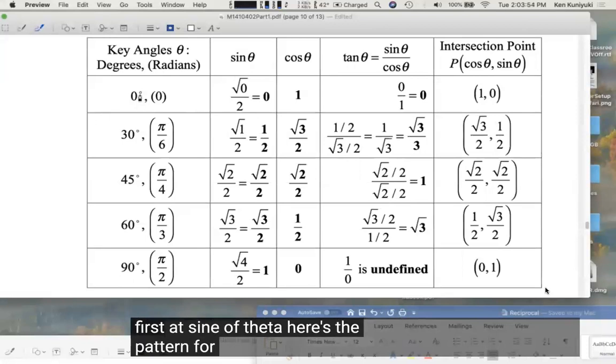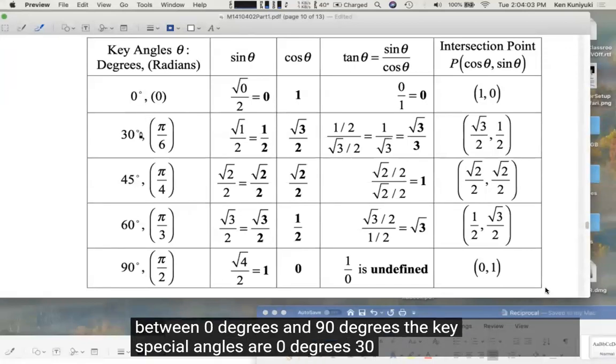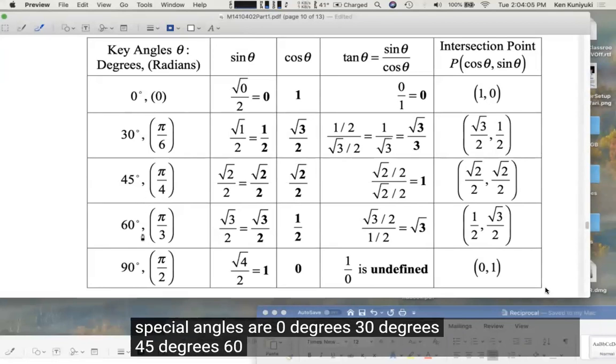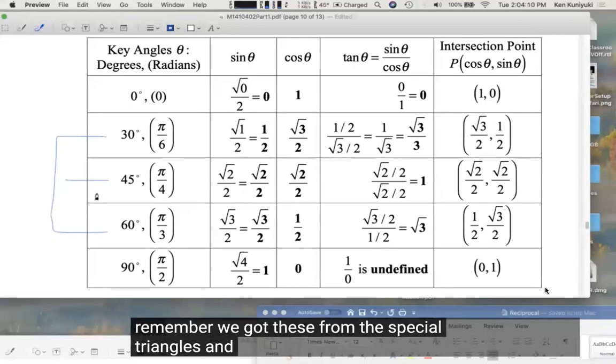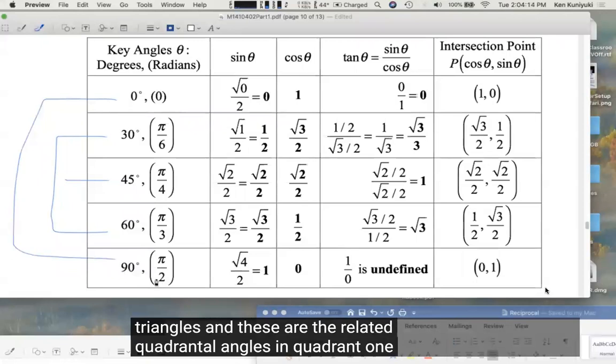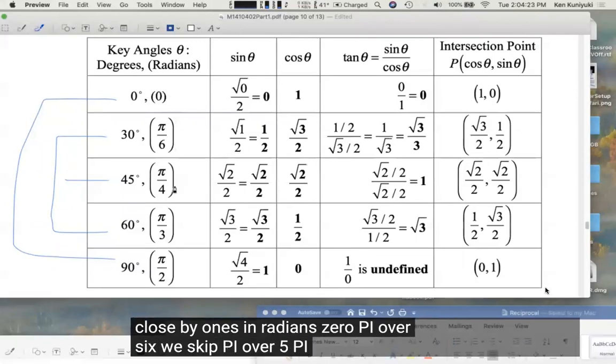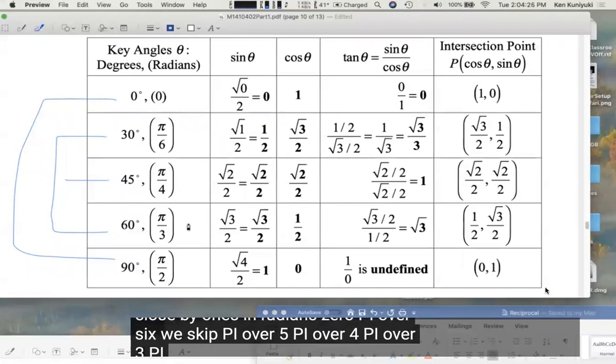Here's the pattern for these key special angles between 0 degrees and 90 degrees. The key special angles are 0 degrees, 30 degrees, 45 degrees, 60 degrees, and 90 degrees. Remember, we got these from the special triangles. And these are the related quadrantal angles in quadrant 1, the close by ones. In radians, 0, pi over 6, pi over 4, pi over 3, pi over 2.